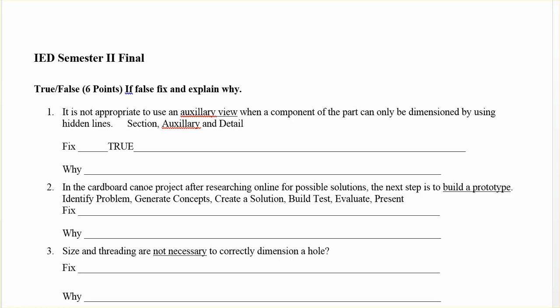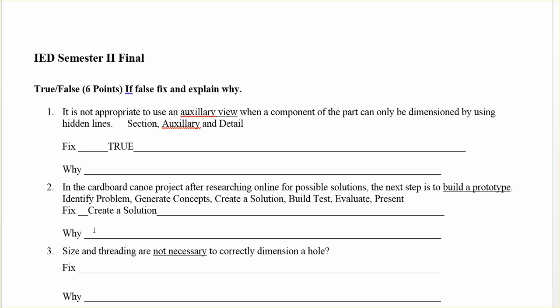So it says in the Cardboard Canoe project, after researching online for possible solutions, the next step is to build a prototype. So you did your research, so you're not generating concepts. So what comes after generating concepts? That is create a solution. All right, so you're not building and testing a prototype yet, you are creating a solution. So this answer is false, and to fix it I would say create a solution.